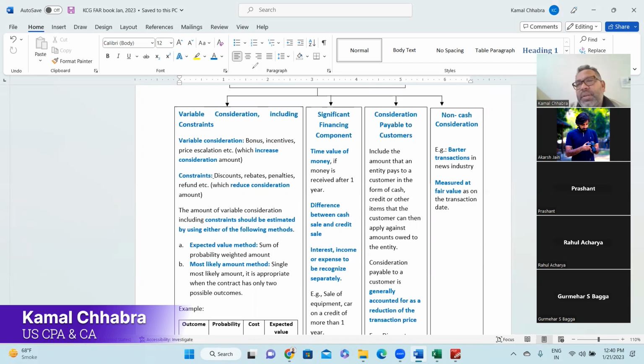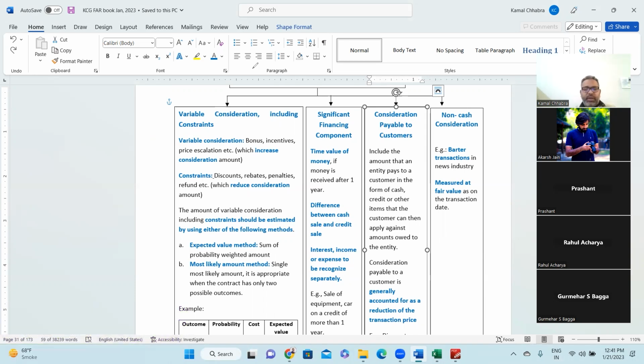Now the last thing in the transaction price is non-cash consideration, that is, barter transactions, right? So a barter transaction is always measured at the fair value of the goods you are receiving, not the goods and services you are providing. I think last time someone shared a dentist or plumber example. Have you shared that in this class? We discussed the dentist and plumber example, or maybe in some other class, I'm not sure.